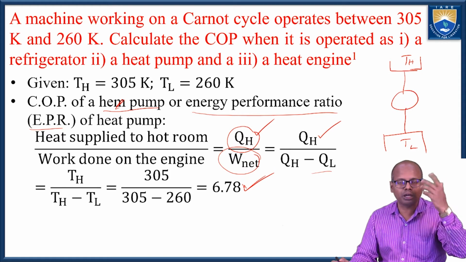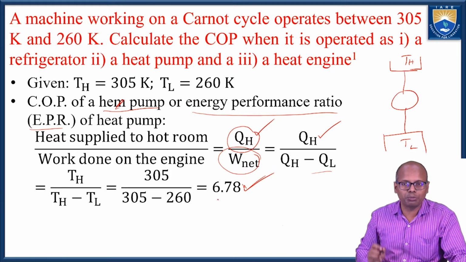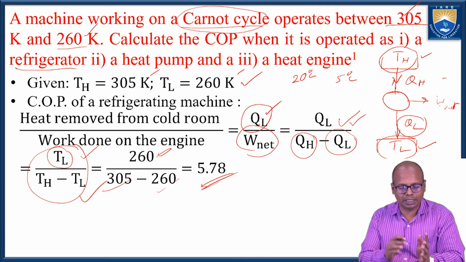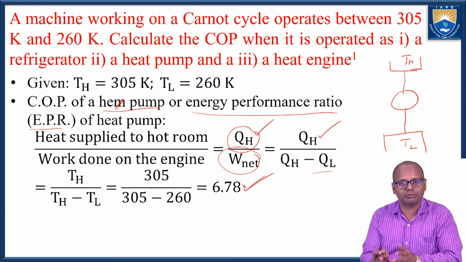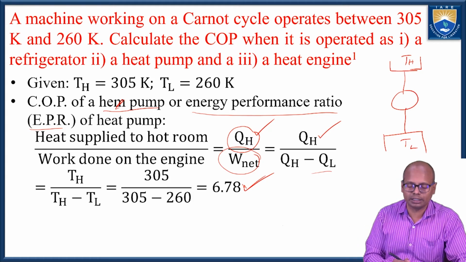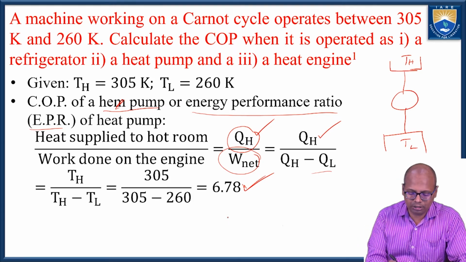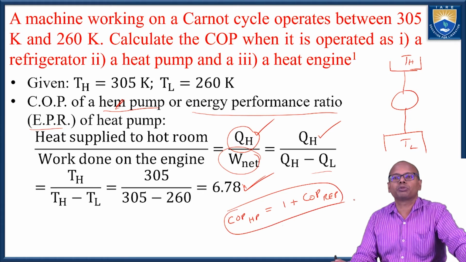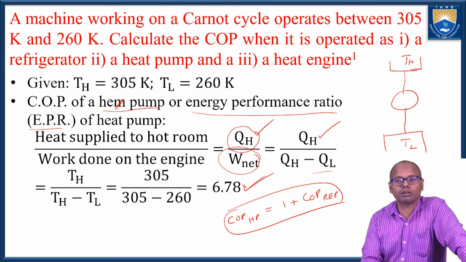And as we have already seen, this is 5.78 for the refrigerator and 6.78 for the heat pump. This we have already seen. So if the COP of the heat pump is there, then it is 1 plus the COP of the refrigerator. This problem is giving a proof for this statement: COP of heat pump is equal to 1 plus COP of refrigerator.